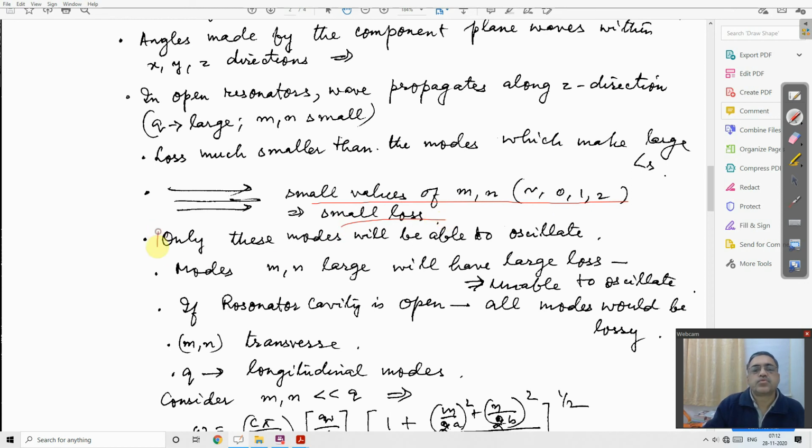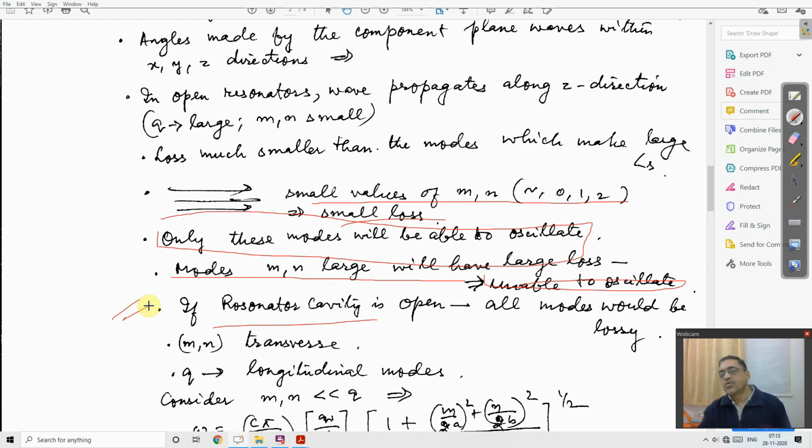Only these modes will be able to oscillate within the cavity. Modes with large m and n will have large loss and are unable to oscillate. If the rectangular cavity is open, all modes will be lossy.